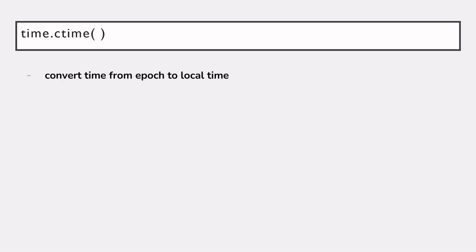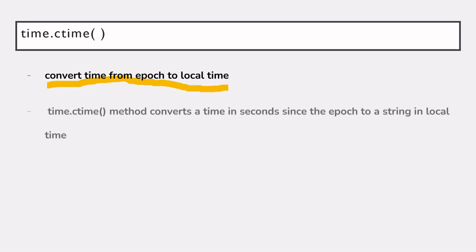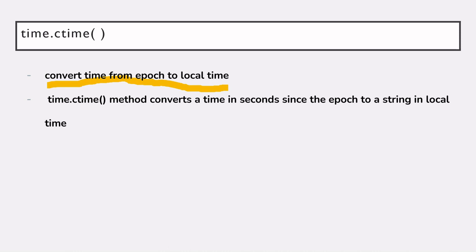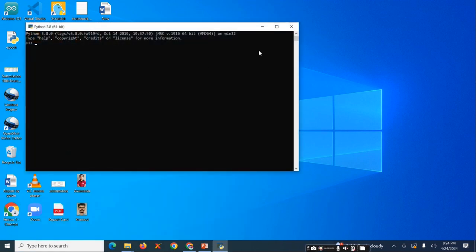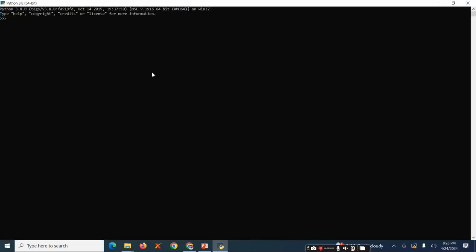time.ctime. It converts time from epoch to local time. This is used to convert a time in seconds since epoch to a string in local time. So let's go through one example, the example of the time.ctime function. I'm using Python 3.8 here. First, I have to import the time module by using the import time statement.